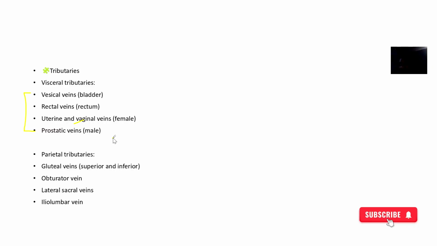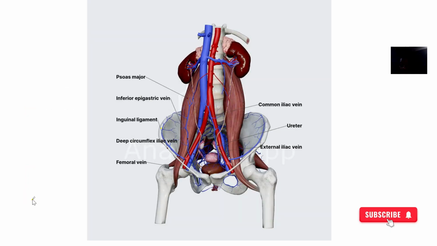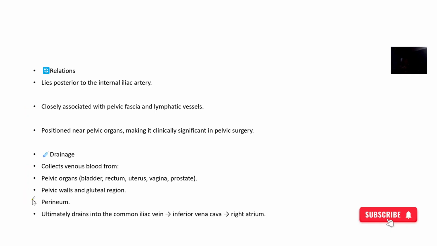So they'll drain those areas that I'm listing. Then parietal tributaries are the gluteal veins, the obturator veins, the lateral sacral veins, then the iliolumbar veins. So this is just the relations. It's positioned near the pelvic organs and all of that. It's closely associated with pelvic fascia and the lymphatic vessels.